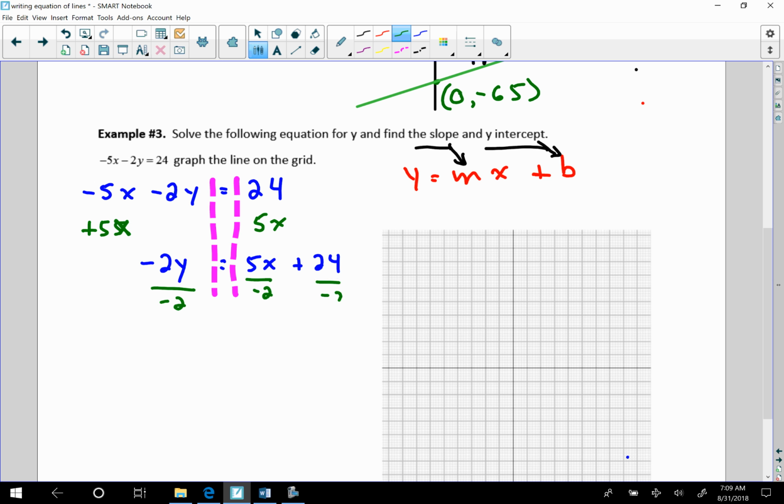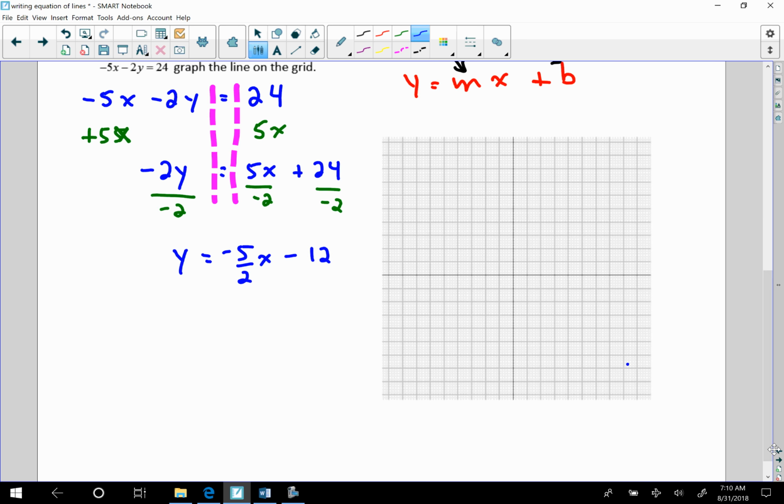Every term in the equation I'm going to divide by -2. And that's going to leave me y is equal to +5 divided by -2 is -5/2. 24 divided by -2 is going to be -12. And if I graph this, well, let's pull out the slope first. The slope is going to be negative 5/2, and the y-intercept is going to be negative 12.